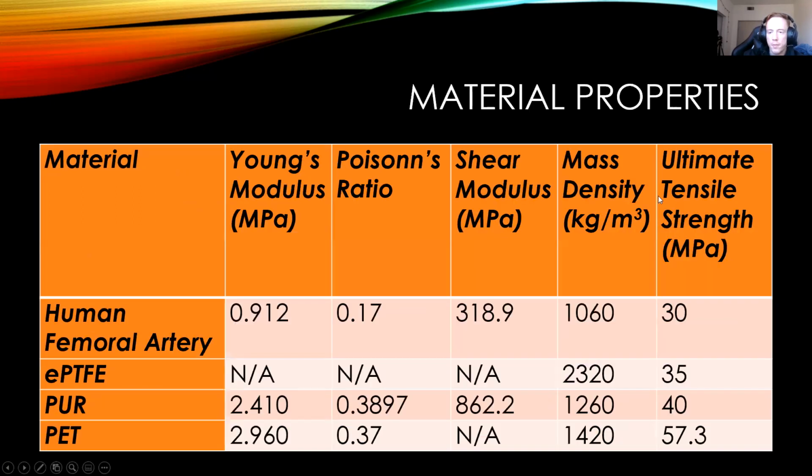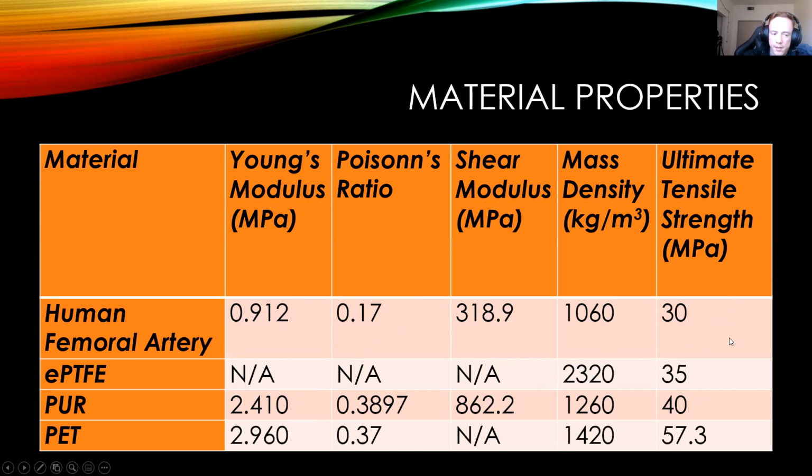These are the material properties for each of those, compared to a human femoral artery. This was found based on some data gathered, but the Young's modulus of the femoral artery is significantly lower than the materials gathered. Everything's basically lower. Poisson's ratio is lower, shear modulus is lower, mass density is lower, all of it's lower.